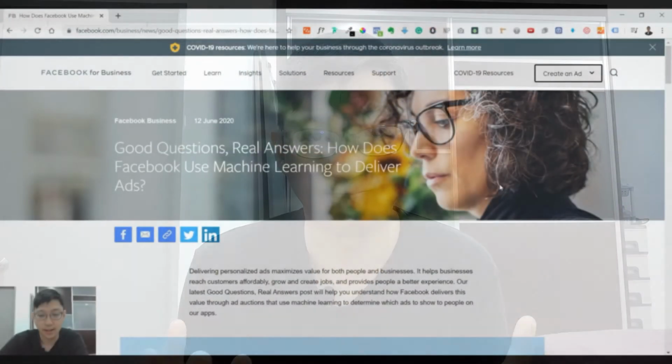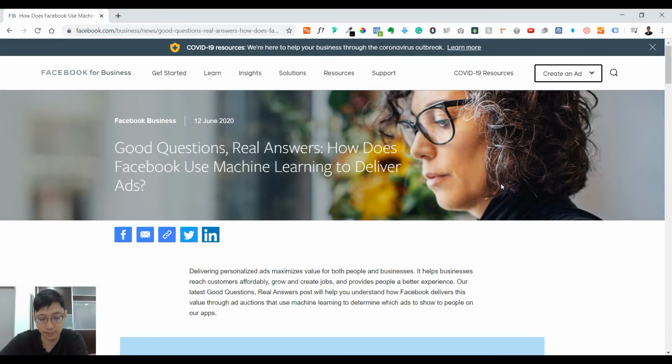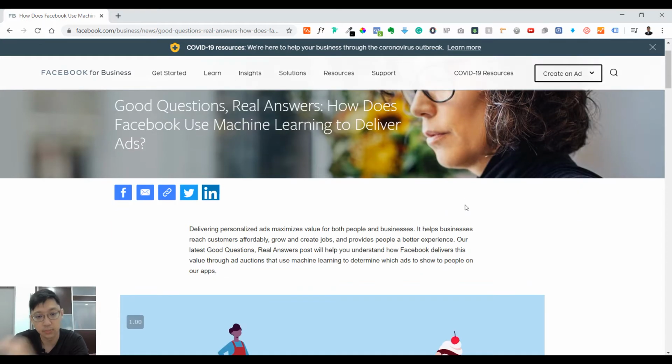I'll go into my desktop so you can have a look at what the article is about, and let's just go through it together. As mentioned earlier, this is the article that was posted on the 12th of June, about 10 days ago, which really answers the main question: how does Facebook use machine learning to deliver their ads? Let me go through the article, then maybe we can discuss along the way what I think about this, and yeah, let's go.